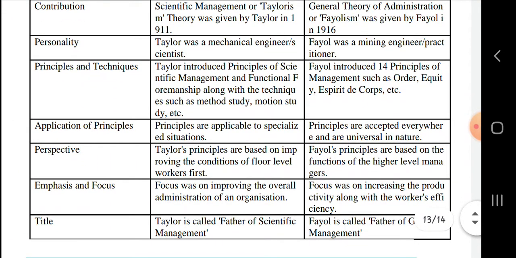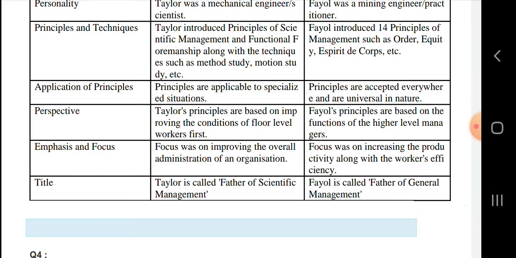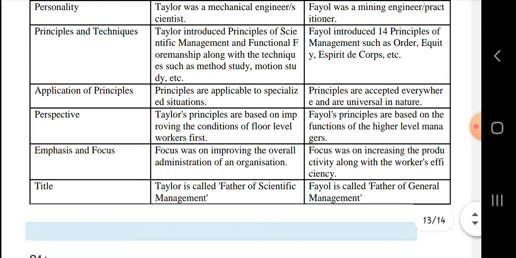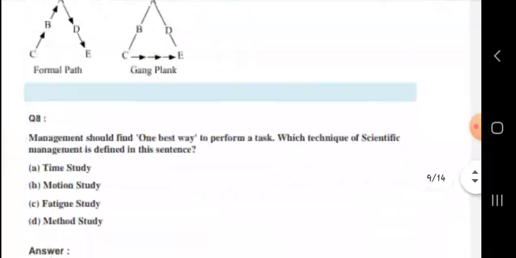Let us know more about Taylor. Taylor introduced the principles of scientific management and functional foremanship, and many other things, such as method study, motion study, time study, and other studies. And Fayol introduced the 14 principles of management, such as order, equity, and others, and their application. Taylor's principles are applicable to specialized situations, and Fayol's principles are accepted everywhere, universally. Taylor is called the father of scientific management, and Fayol is called the father of general management.